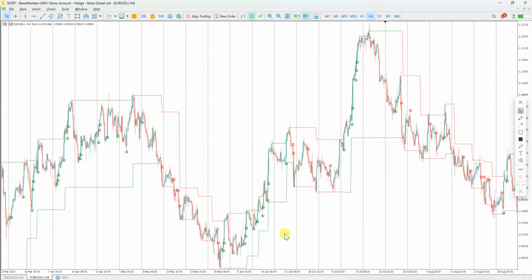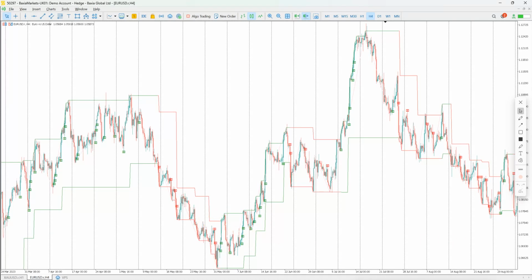And then here, let me draw, and then here we have a change of character, and then follow with a correction, break of structure, correction, break of structure, correction, break of structure, correction, and so on, break of structure, and we have a change of character here, correction, break of structure, correction, fail to make a swing low, change of character, right?